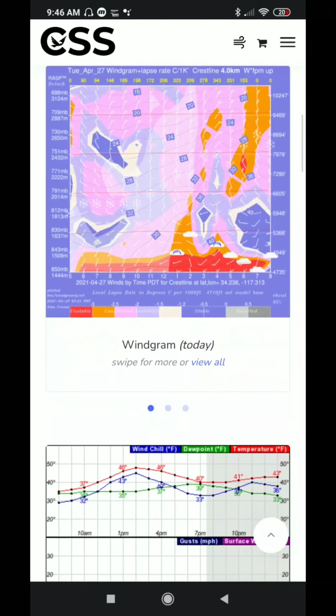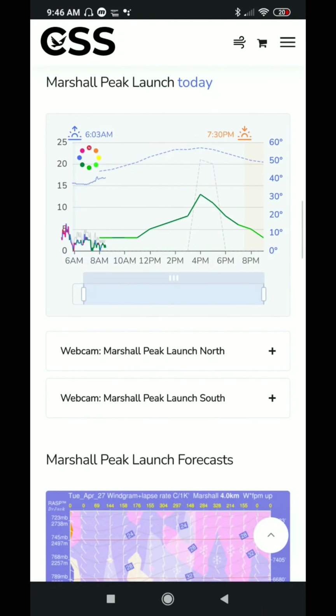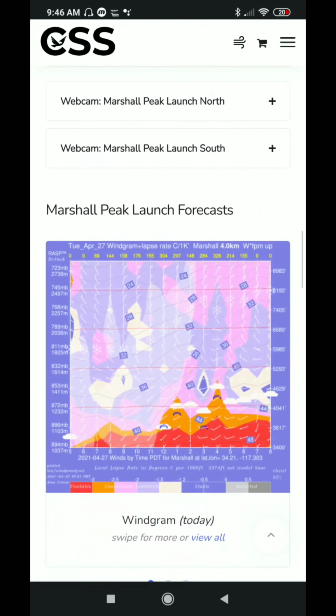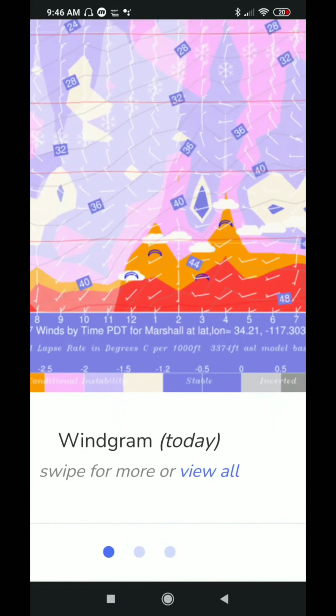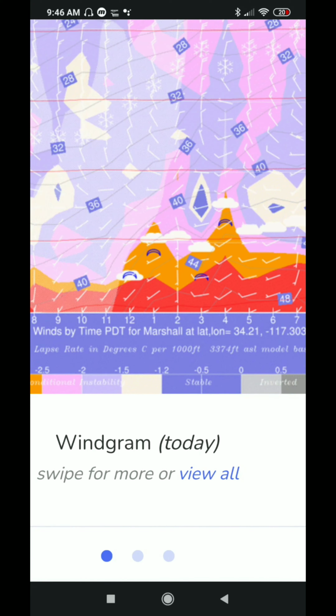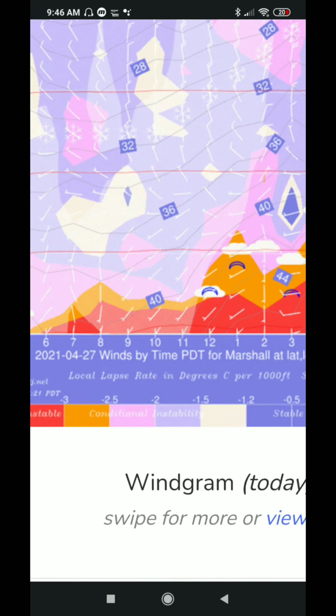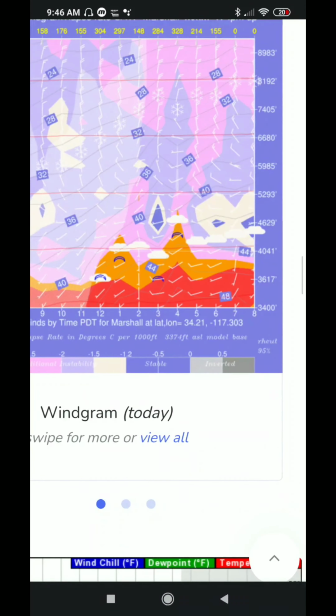If we scroll down to the Marshall Ridge, we can see that it's going to be kind of weak all day, and then it spikes at 4 p.m. We got something going on. But looking at the wind grams, it's not really that consistent with that forecast. We show early morning that it's kind of fogged in or cloudy. And then we have these snowflakes, a lower layer freeze point.